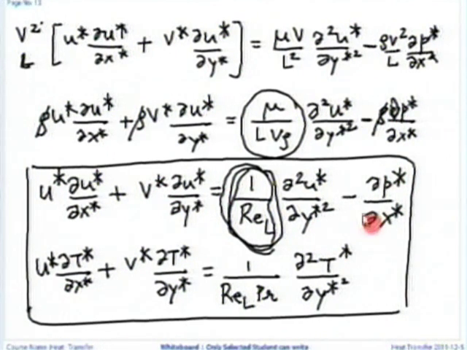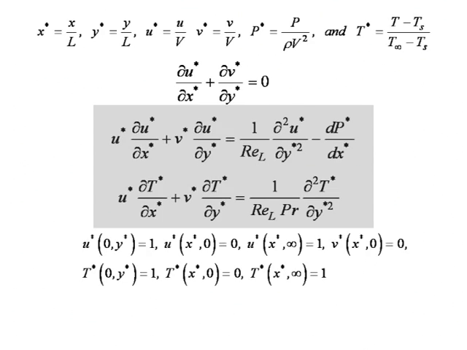If dP by dx went to 0, that means I throw this off here, I have d squared u star by dy star squared and d squared T star by dy star squared. This is just the constant coefficient in front of it. Prandtl number, let us say it is equal to 1, just for the sake of simplicity, it is identical, right. So, for the sake of being repetitive, I will just bring this up here again.